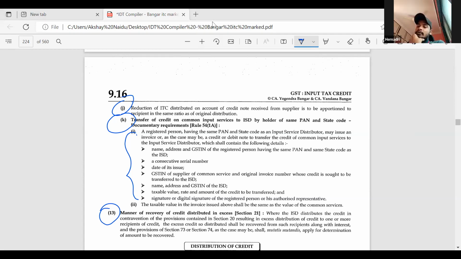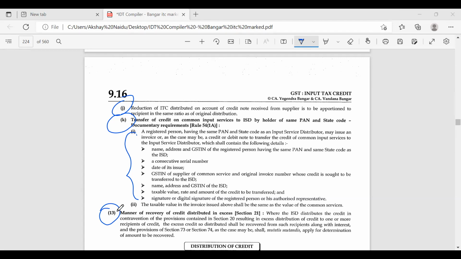If the input tax distributor received the credit note, they have to issue the credit note to the recipients in the same ratio which is distributed previously. Extra has been distributed, तो credit note का भी proportion ही होगा. Are you getting? कि अगर extra distribution of ITC is there and due to which reduction of ITC is there, तो credit note का भी apportionment proportionately ही होना है. Understood, Himatri?